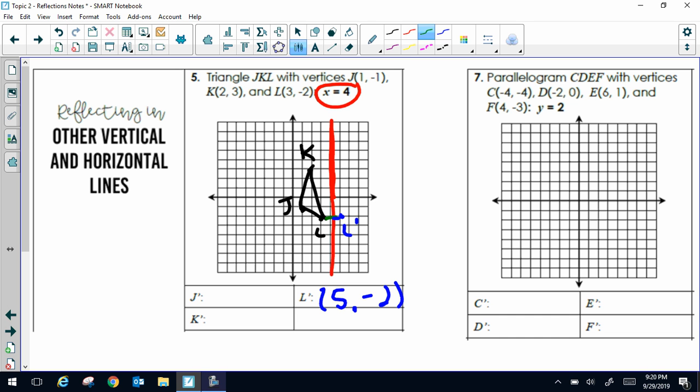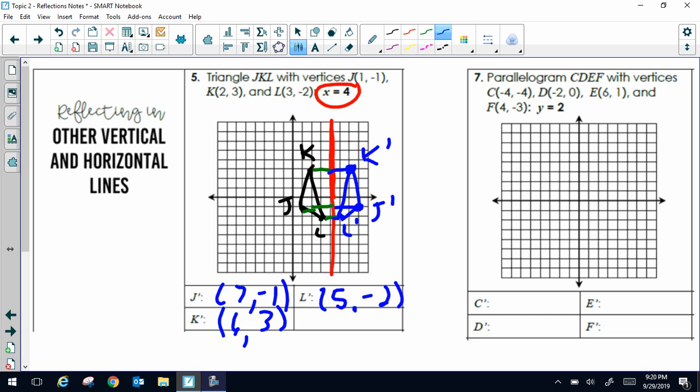If you look at J, J is 3 away, so you need to go 3 away on the other side to get J prime, which is at (7, -1). And K is 2 away, so you need to go 2 in the other direction to get K prime. So here's my new triangle. You can see it clearly reflects. K prime is at (6, 3).